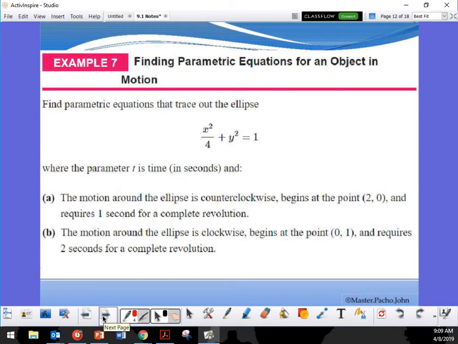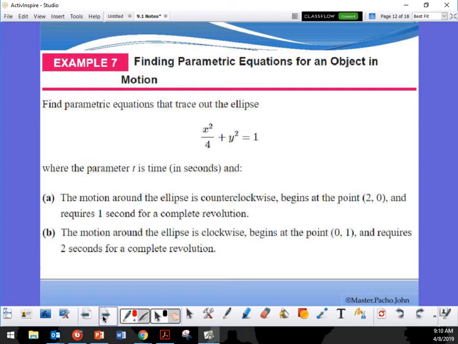All right, finding parametric equations for an object in motion, where the parameter t is in seconds and the motion around the ellipse is counterclockwise and begins at the point (2, 0) and requires 1 second for a complete revolution. The motion around the ellipse is clockwise, begins at the point (0, 1), requires 2 seconds for a complete revolution. Okay, so part A. First thing for part A.